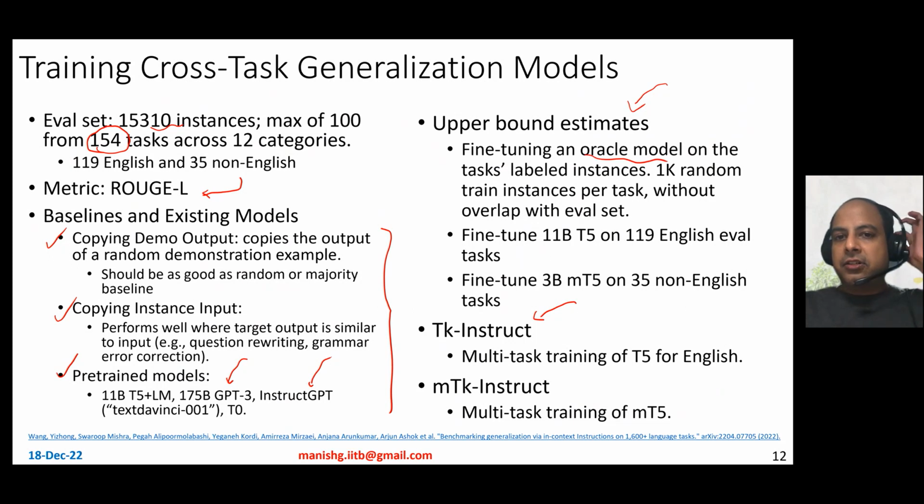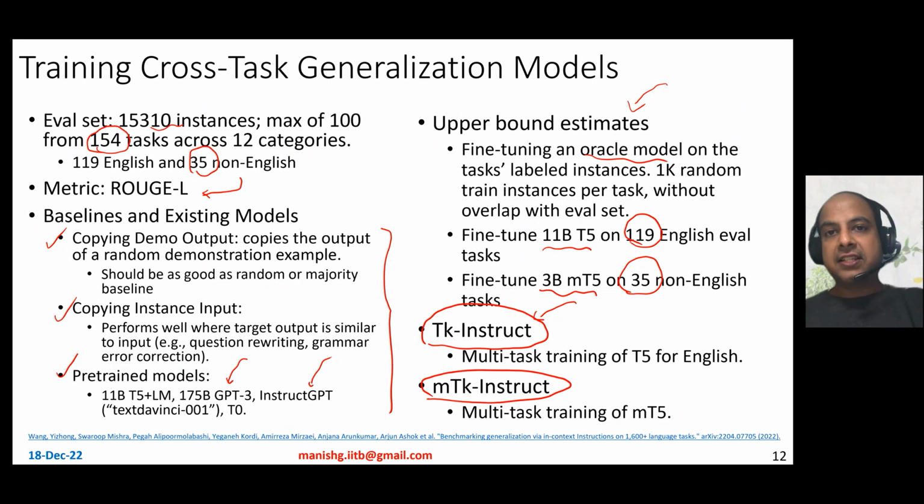Okay. So for this one, they basically fine-tune an 11 billion parameter T5 model for the 119 English tasks, and a 3 billion parameter mT5 model on the 35 non-English tasks. Now, finally, about their own model, well, their model is called Tk-Instruct or mTk-Instruct. Tk-Instruct is a multitask trained model, which is a T5 model and has been trained for English tasks. mTk-Instruct is also a multitask trained model, and it is basically obtained by training the mT5 model.